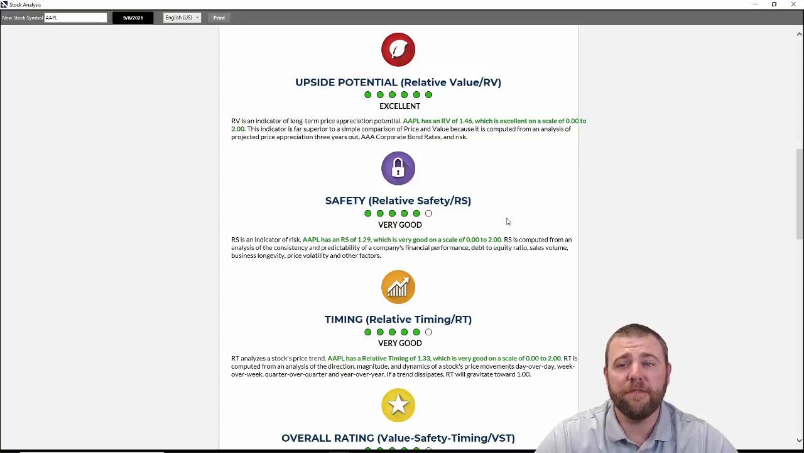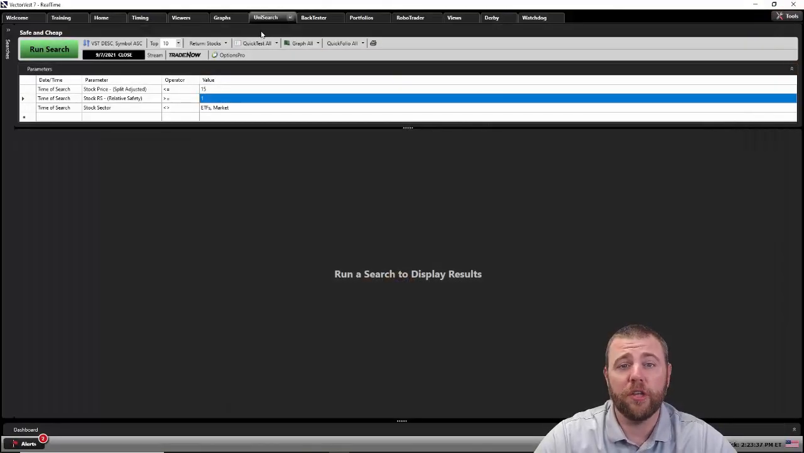Well, luckily here at VectorVest, we have a tool called the Unisearch tool, and it allows you to build your own custom searches or scans to find stocks meeting exactly what you're looking for. So as I stated at the very beginning, what we're looking for here today is lower dollar stocks, but that have less risk involved with them.